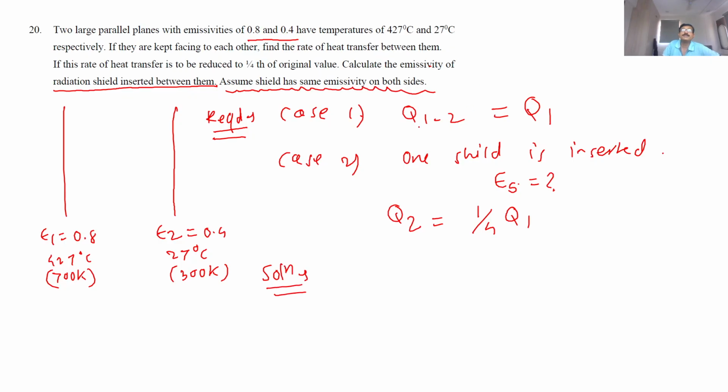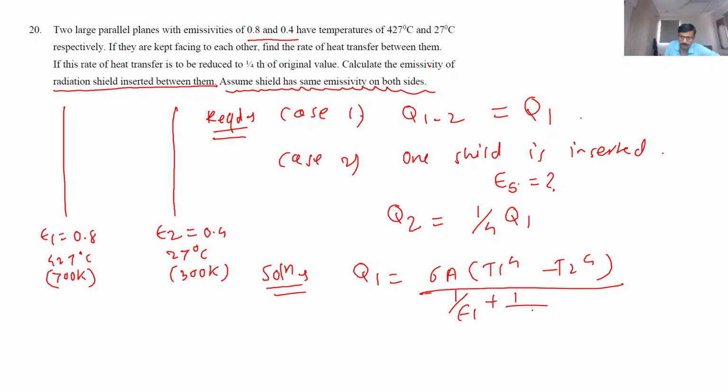So this is simple, when there is no shield, Q1 is equal to sigma A T1 raised to 4 minus T2 raised to 4. What is the formula between two flat parallel surfaces? 1 by epsilon 1 plus 1 by epsilon 2 minus 1. So directly substitute. Q1 means without shield, sigma 5.67 into 10 raised to minus 8.